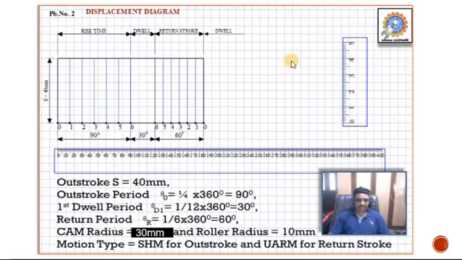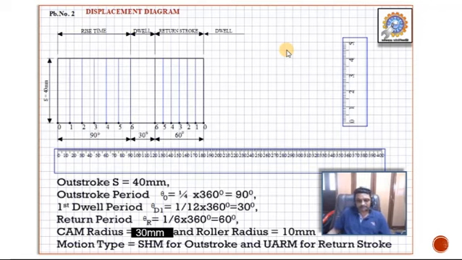Okay, as per the given data, first of all we have to draw the displacement diagram. For the given problem, a stroke s equal to 40 mm is given, so we have a rise of 4 centimeters. Then the outstroke period happens for 90 degrees. Then comes the dwell period. Then comes the return stroke, and the remaining will be considered as the dwell period.